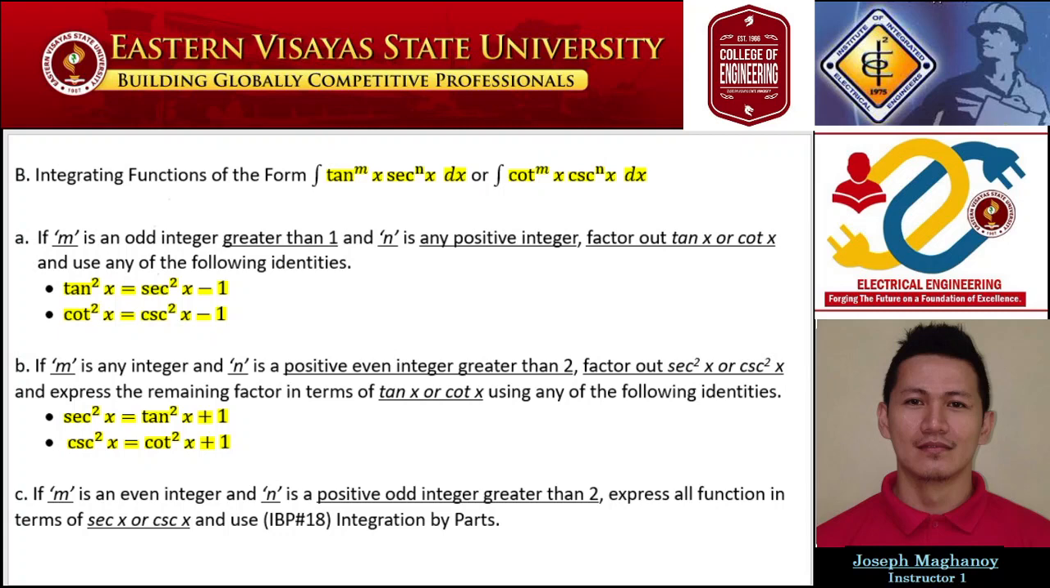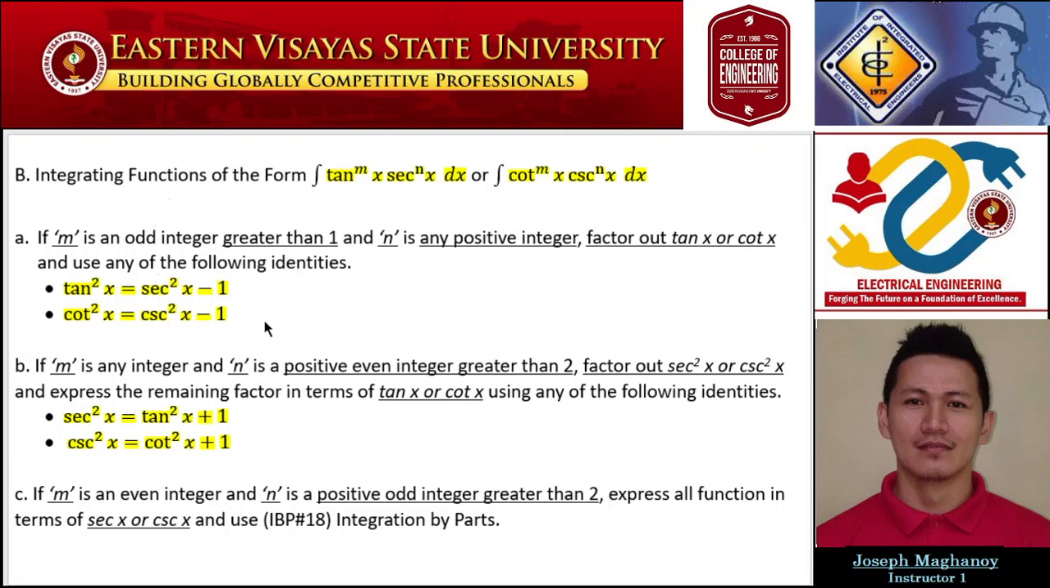The identities in condition A and condition B are only the transpose version of each other. If you transpose negative 1 to the other side of tangent squared x, it's the same as in condition B. So you only need to memorize these two identities for your tangent and secant or cotangent and cosecant trigonometric function forms.